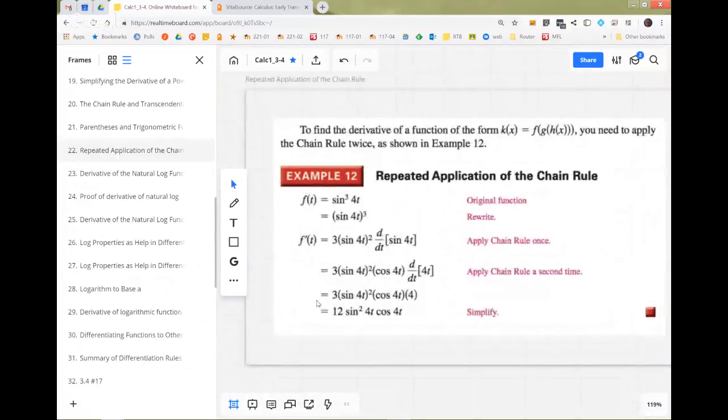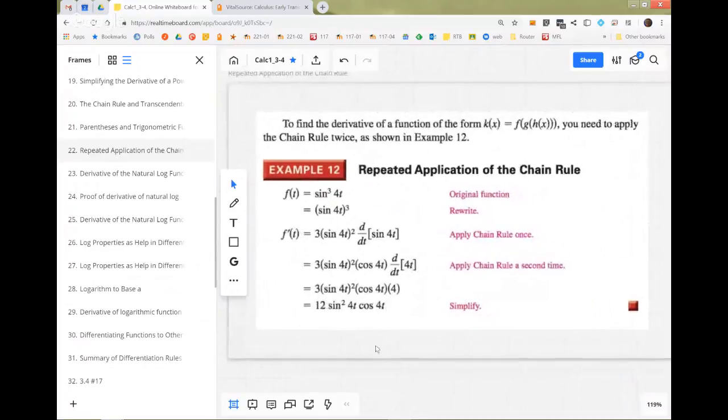I believe I showed you this one in class last time. These repeated application of the chain rule problems, you got to really keep your concentration and keep asking yourself, is there another inner function? Is there another inner function?